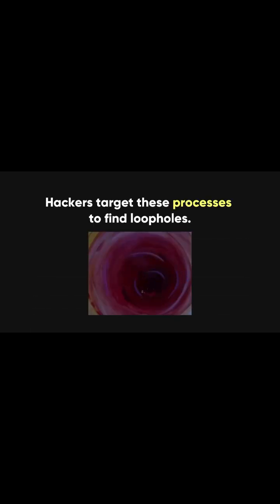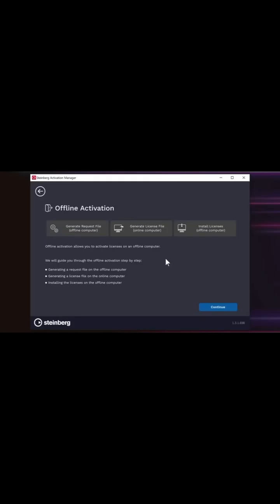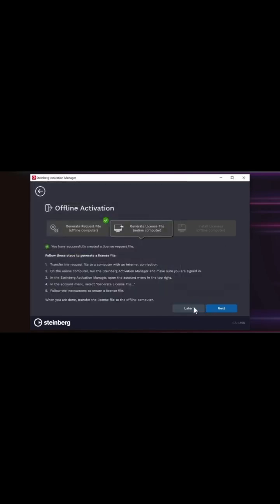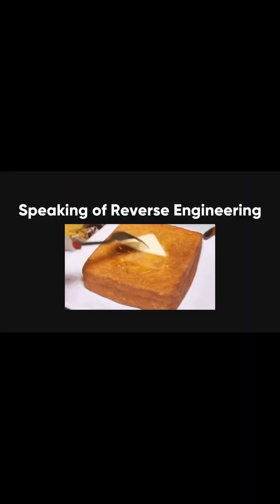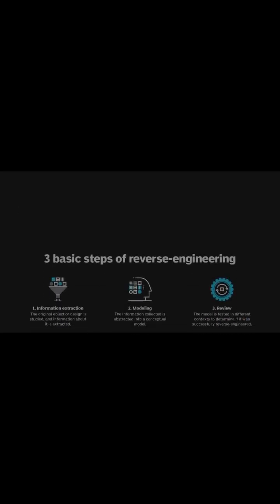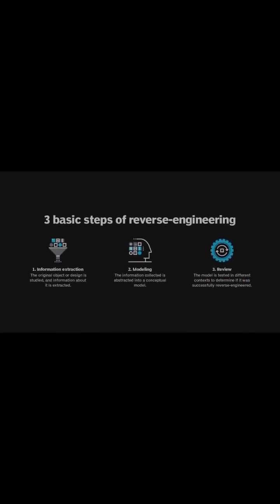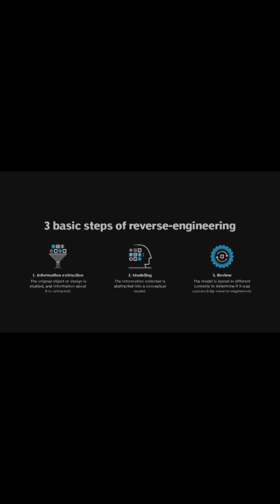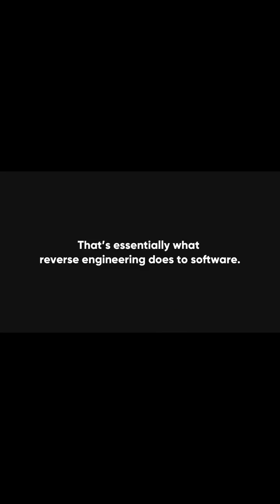Hackers target these processes to find loopholes. For example, if the software's offline verification mechanism is weak or poorly implemented, it becomes an easy target for reverse engineering. Speaking of reverse engineering, this is the bread and butter of software cracking. It's a technique hackers use to disassemble and analyze a program's code. The goal is to understand how the software works, where the activation mechanisms are located, and how they can be bypassed. Imagine taking apart a puzzle to see how each piece fits together, and then modifying one piece to make the puzzle easier to solve. That's essentially what reverse engineering does to software.